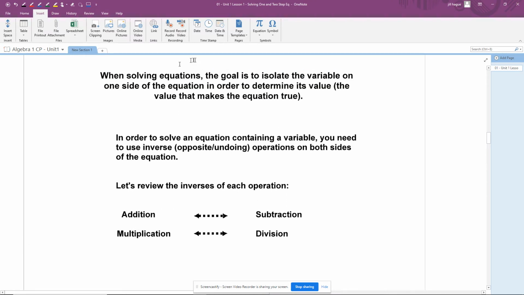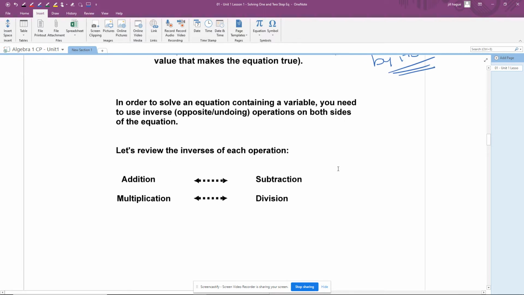All right, so when solving equations, the goal is to isolate the variable. What does isolate mean? It means to get the variable by itself. All right, so that's the goal. Get the variable all by itself. And then whatever falls on the other side of the equation, that's what the variable equals. Okay, so how do we do that? All right, so we're going to give you some basic steps on how to do that.